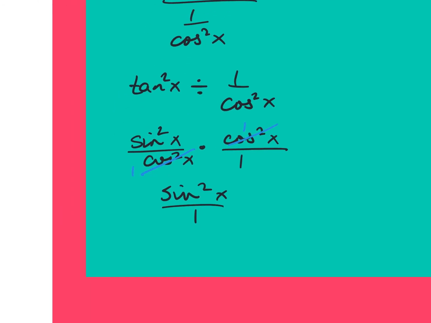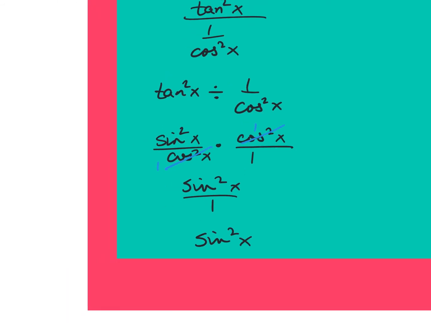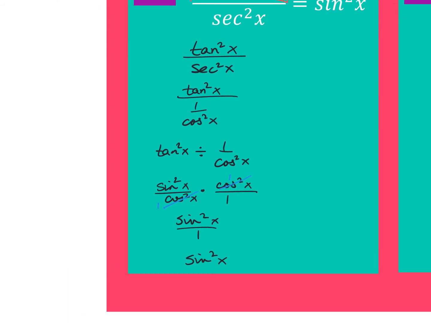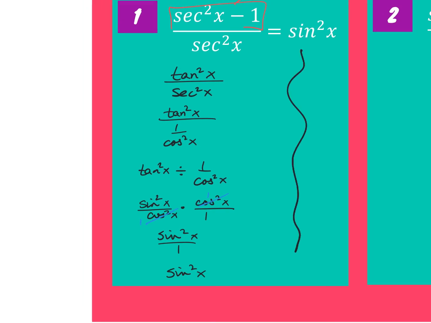And then notice when you have a 1 in the denominator, it's just whatever the numerator is. And notice the other side of the equal sign, bring this down. You were trying to make it sine squared x. I got it there.